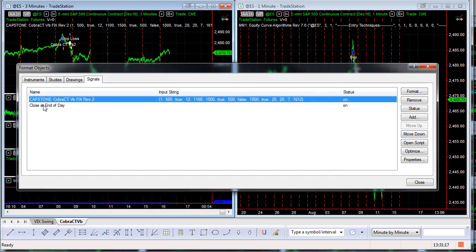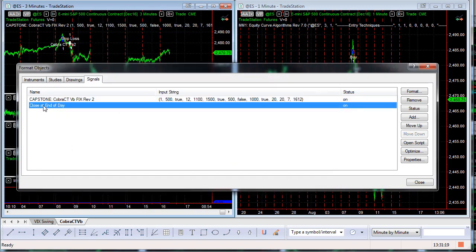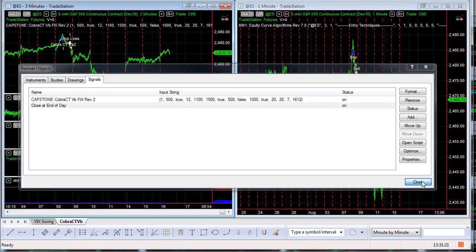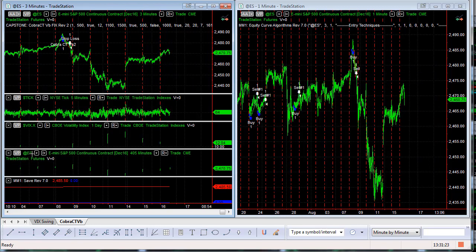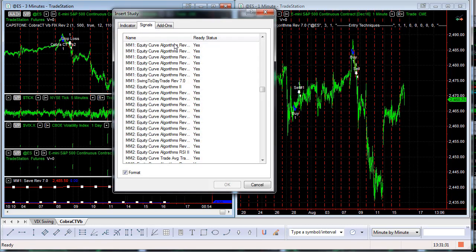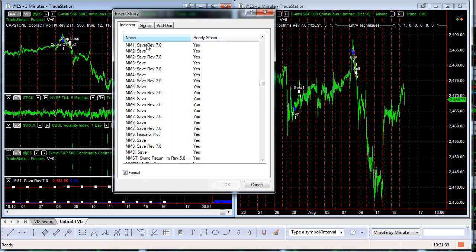Make sure you insert strategy, close at end of day. This comes with MultiCharts. Then you select close, and you have it all set up. Then you want to insert the MM1 save indicator here at the bottom. You just simply go in here and insert, and then you want to insert the study, actually the indicator, and then MM1 save. It's already inserted, so I'm not going to say okay. I'm going to say cancel.